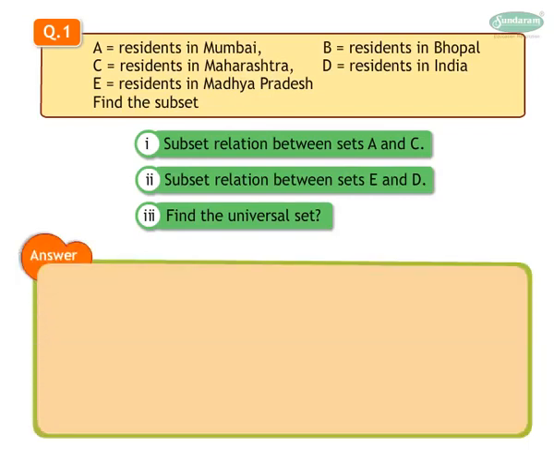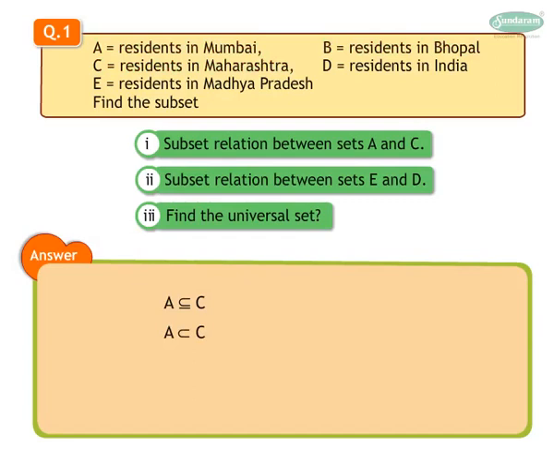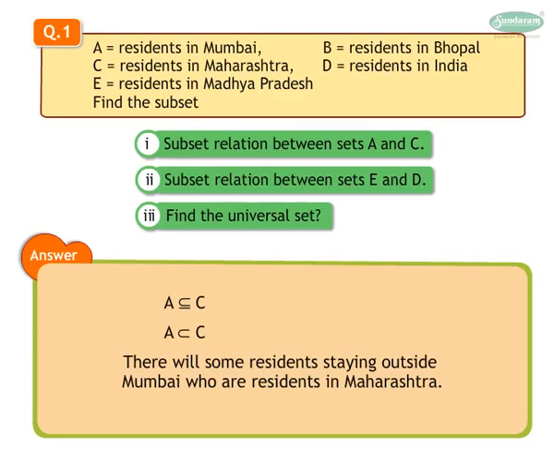Answer. Let us examine set A and set C. Since Mumbai is a part of Maharashtra, all residents of Mumbai naturally are residents in Maharashtra. Hence, set A is a subset of C. Now students, there will be some residents staying outside Mumbai who are residents in Maharashtra. Hence, there are some elements which belong to Maharashtra but not to Mumbai. Hence, will set A be a proper subset of C? Of course, yes. So we write it as proper subset.